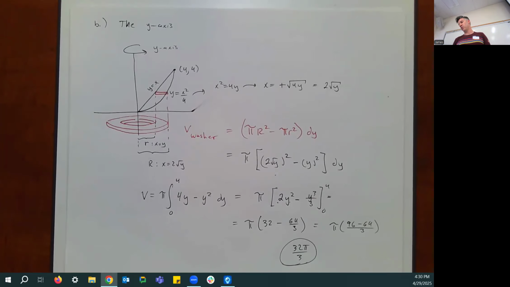All right, next time we'll talk more about the disc washer method and rotating around axes that aren't the x-axis or the y-axis and seeing what you have to do to change that, as well as talking about the shell method and maybe arc length.